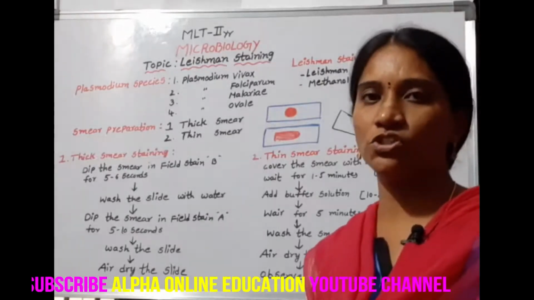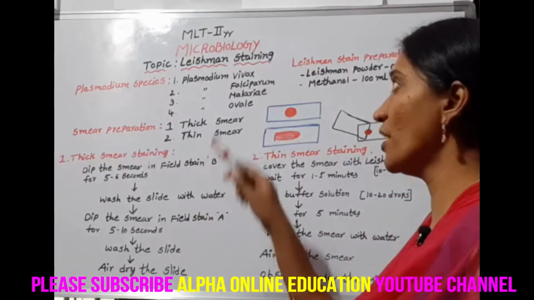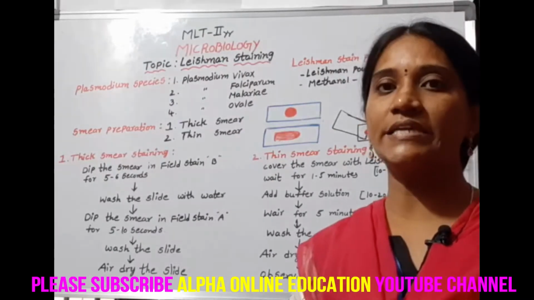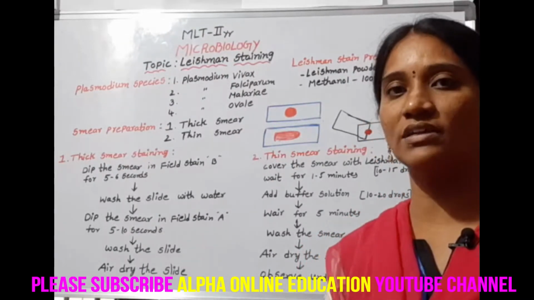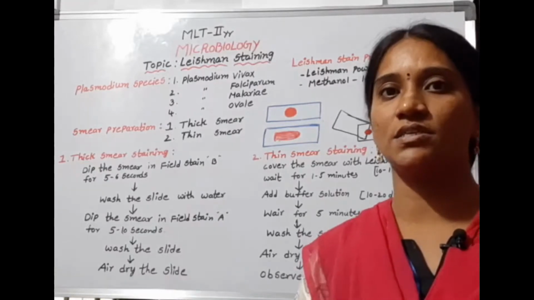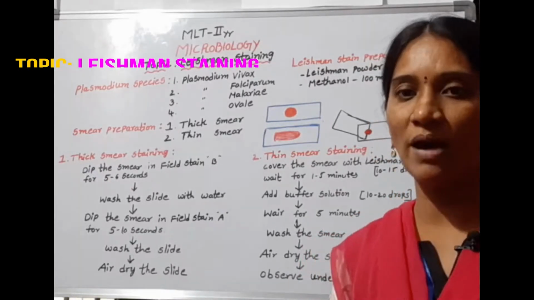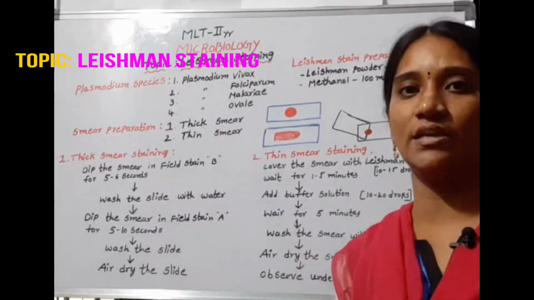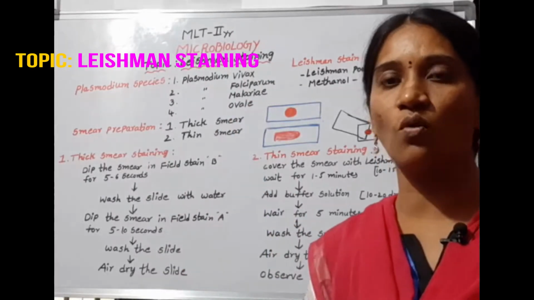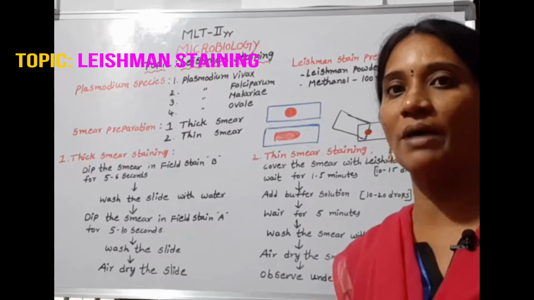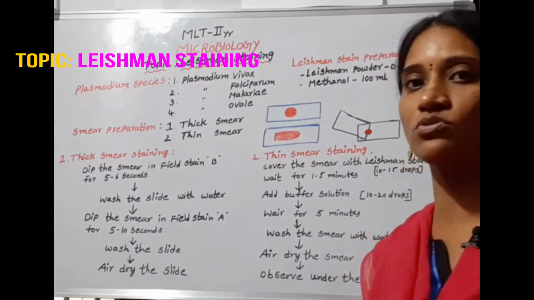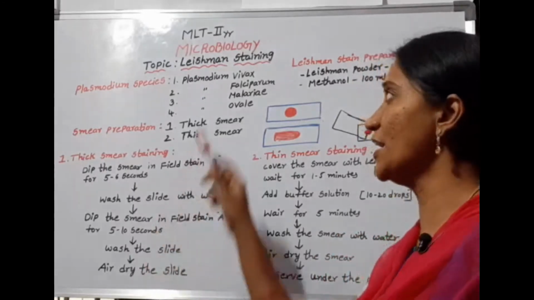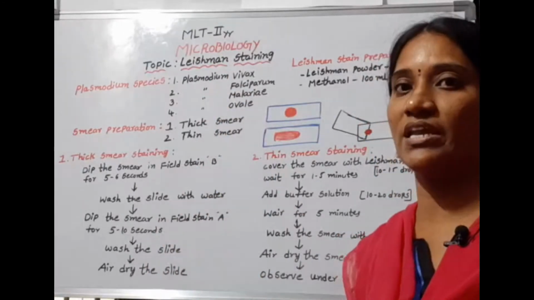Dear students, today we will discuss Leishman staining. Leishman staining is useful for the diagnosis of malarial disease. For identification of the malarial parasite, we use Leishman staining. Today's topic is microscopic examination of the malarial parasite by Leishman staining.